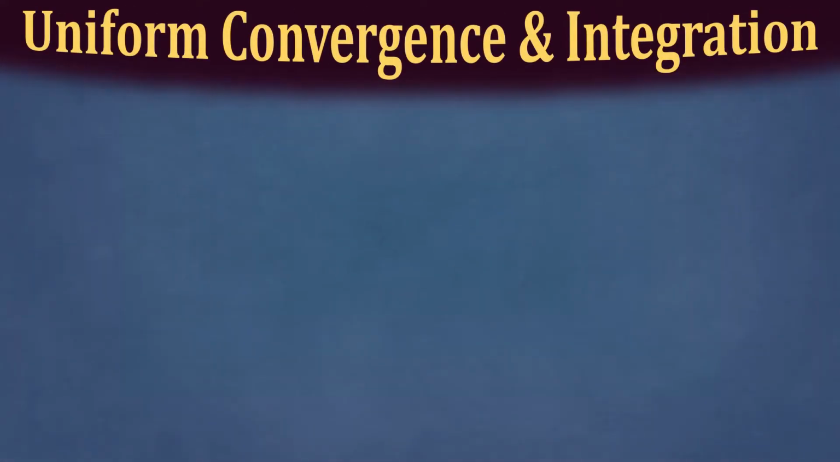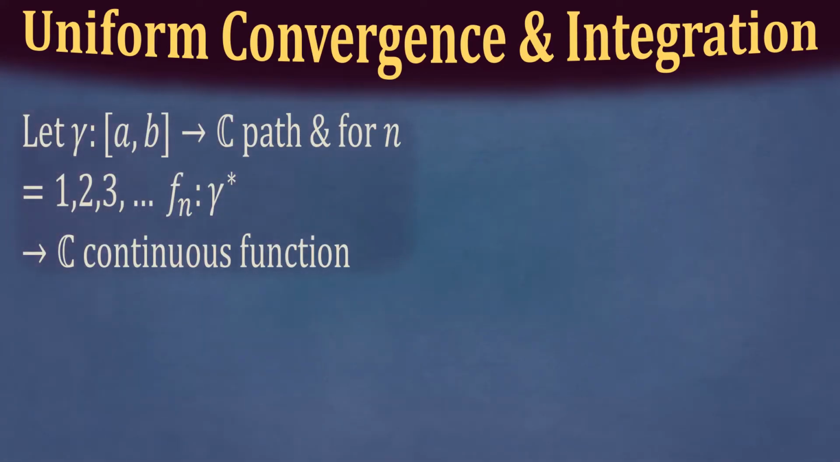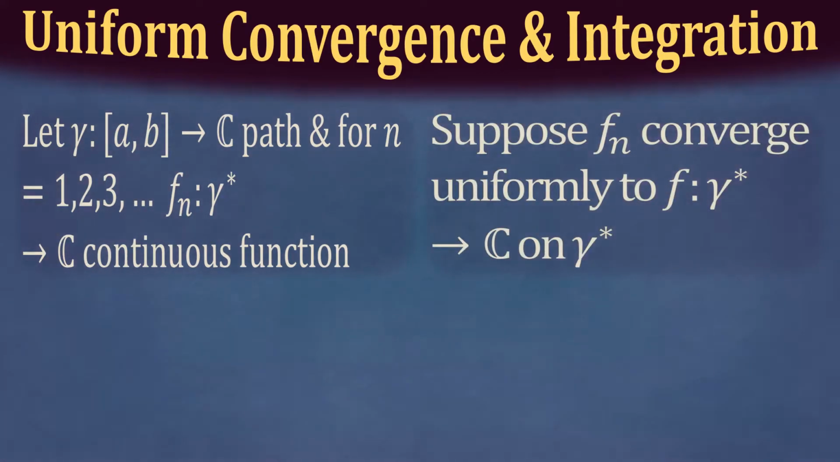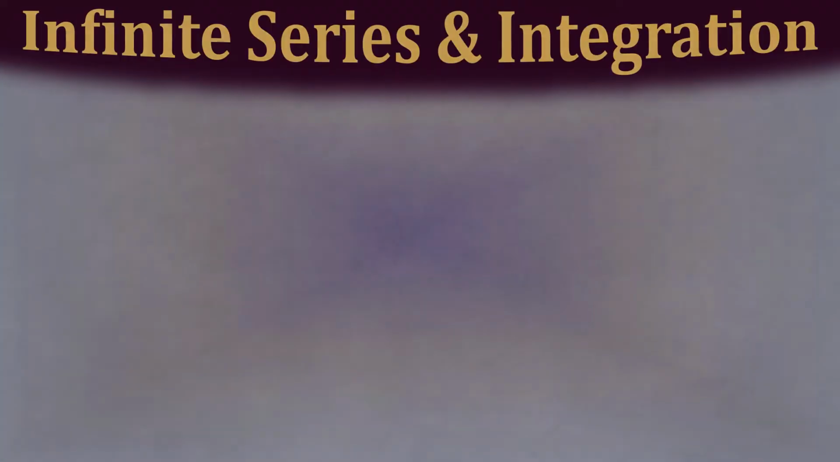Next, let's discuss how uniform convergence and integration relate. Let γ from [a, b] to the complex numbers be a path, and for n = 1, 2, 3, etc., let fn from γ* to the complex numbers be a continuous function. Suppose that fn converges uniformly to f from γ* to the complex numbers on γ*. Then the limit as n approaches infinity of the integral over γ of fn(z) dz is equal to the integral over γ of f(z) dz.